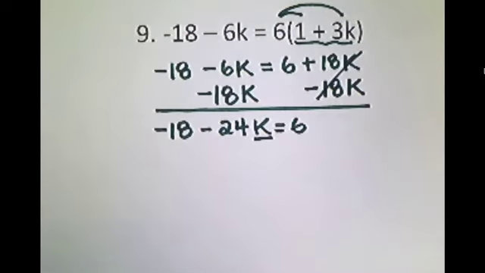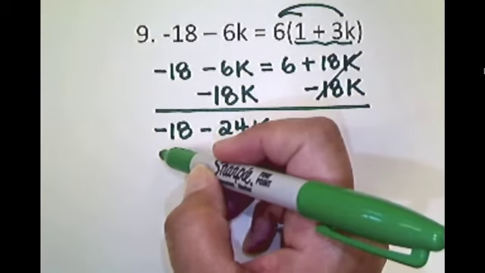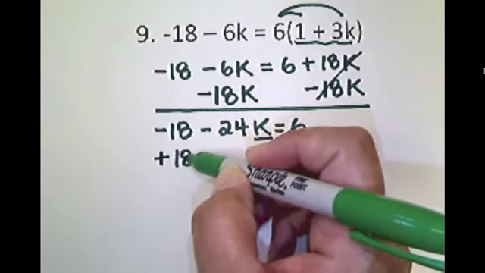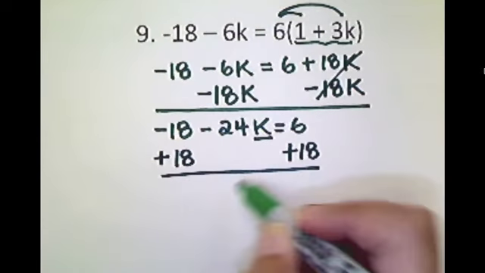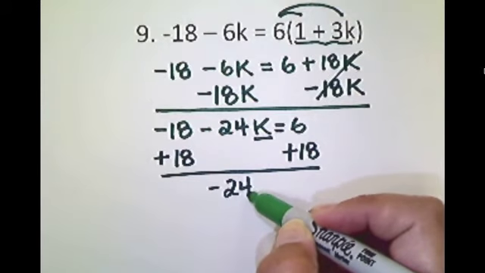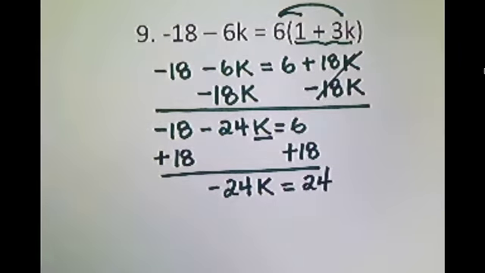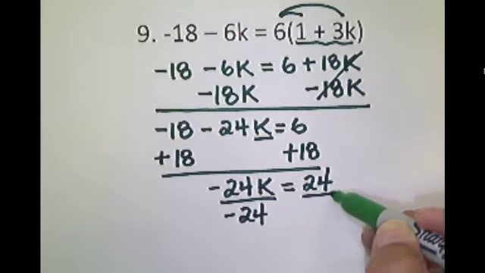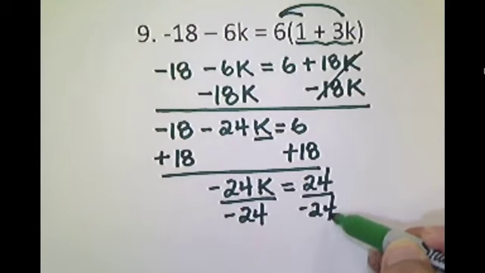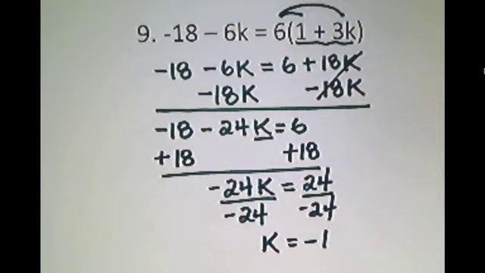K is what we're trying to isolate, sorry. So we're going to take negative 18. We have to remove that number first. So we're going to add 18 to both sides. Then we divide by the negative 24. And our final answer would be negative 1.